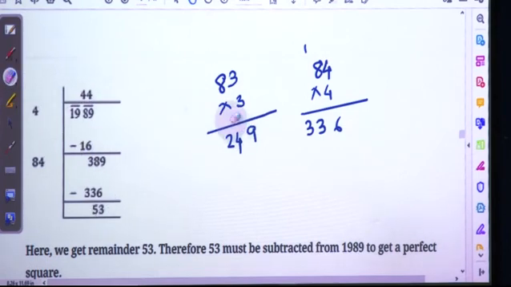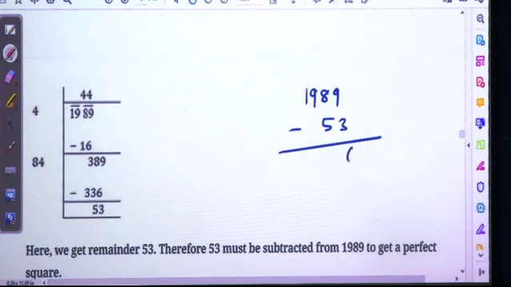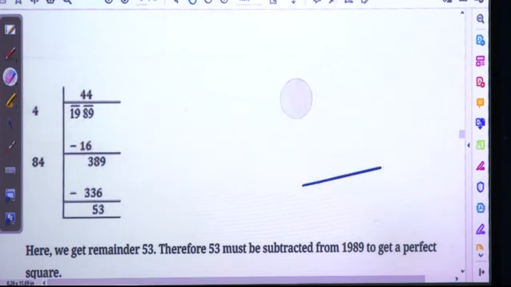So what is the remainder here? The remainder is 53, and we are subtracting 53. It must be subtracted from 1989. So 1989 minus 53: 9 minus 3 is 6, 8 minus 5 is 3, and 1 and 9 as it is. So it becomes 1936. We have to find the square root of this.